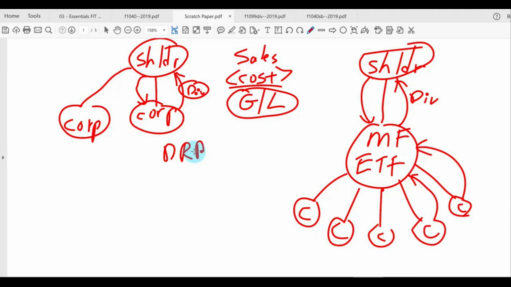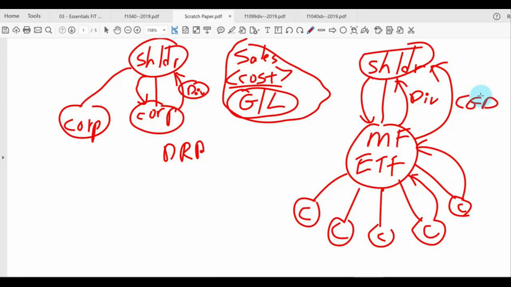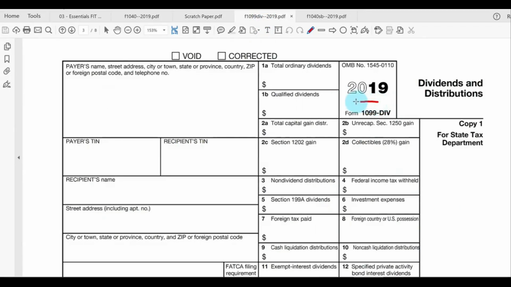Going back to the mutual fund, it may also sell stock, the underlying stock. And if that's the case, the gain may also be distributed to the shareholder. Sometimes we call that a capital gain distribution, just like a dividend distribution. So these dividends are reported as income to the shareholder on a form called a 1099 DIV. And there's lots of different boxes here.